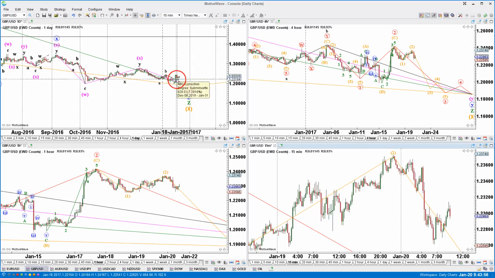But now that the price is likely to end the wave X soon, we have to be careful, because at any moment it's going to reverse. So we are at the end of the cycle on the pound.